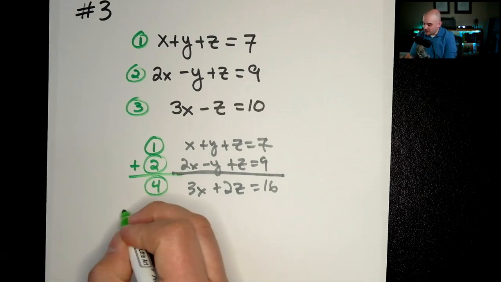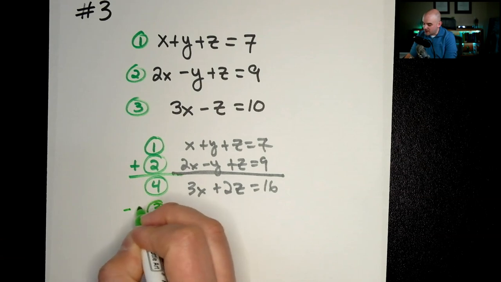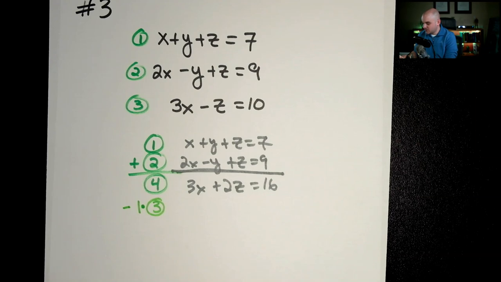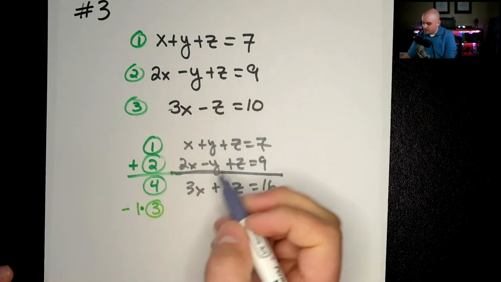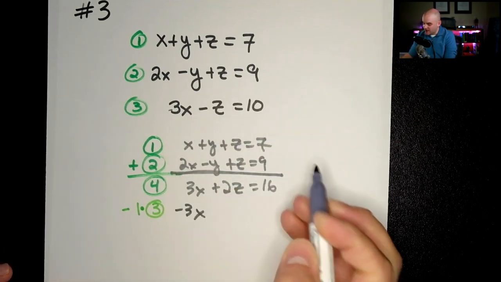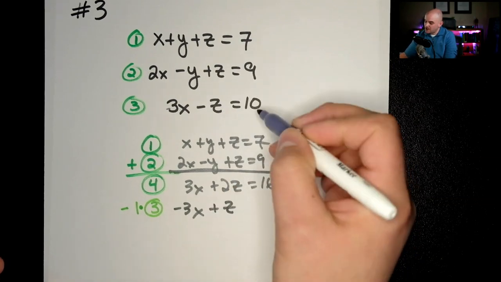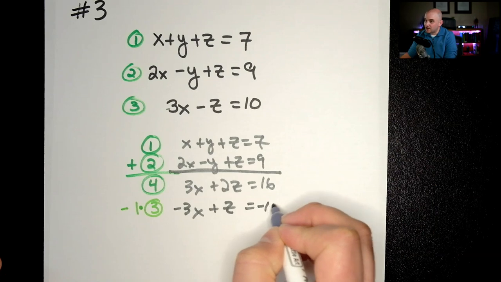Right here, I'm going to say equation 3 times -1. I'm just writing out what I'm doing, so we can keep up with that. As I write it down, let's go ahead and do that. -1 times 3x gives me -3x. -1 times -z gives me +z. And -1 times 10 gives me -10.